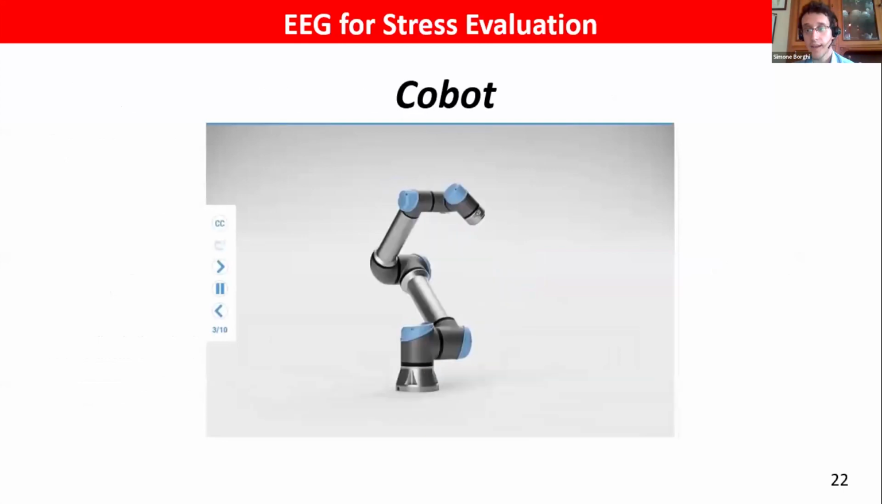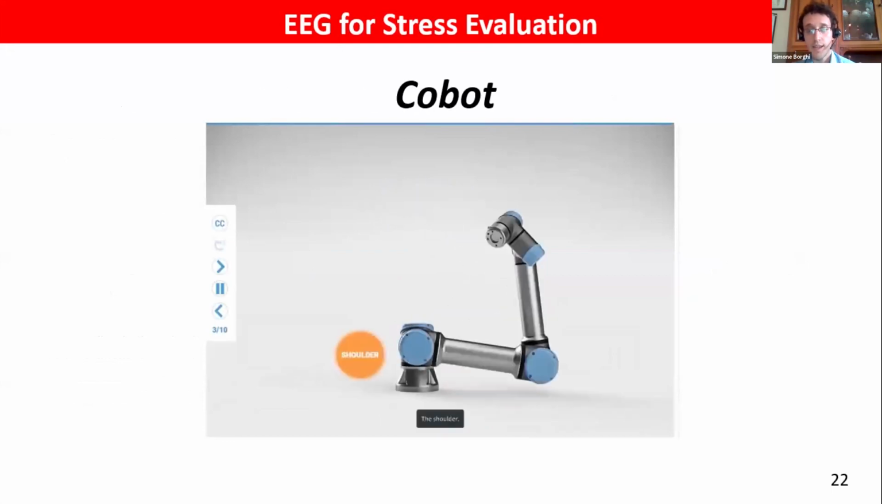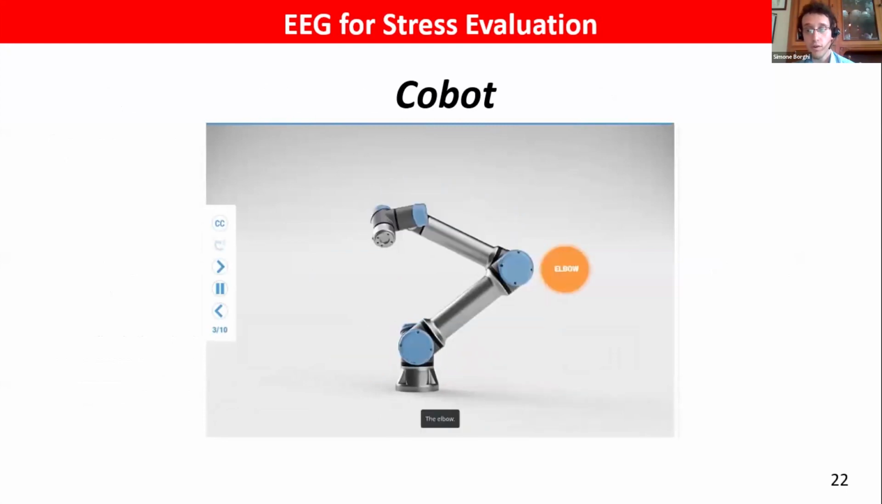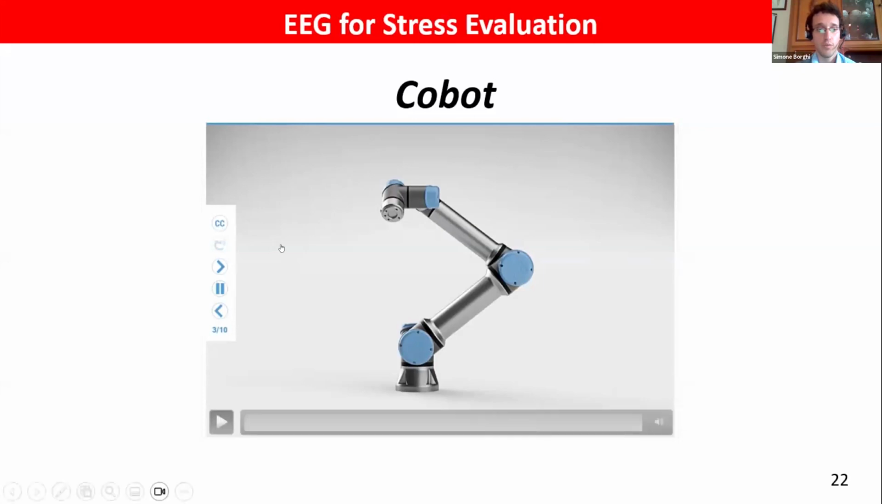Now, first of all, what is a cobot and why is it important in human-robot interaction and in general in the context of Industry 5.0? A cobot, the name for collaborative robot, is a type of robot designed to work alongside humans in a shared workplace. Unlike traditional industrial robots, which are typically caged off from human workers due to safety concerns, cobots are designed to be safe to work with.